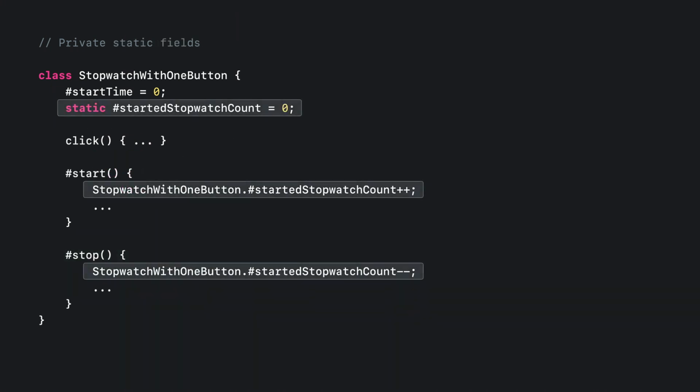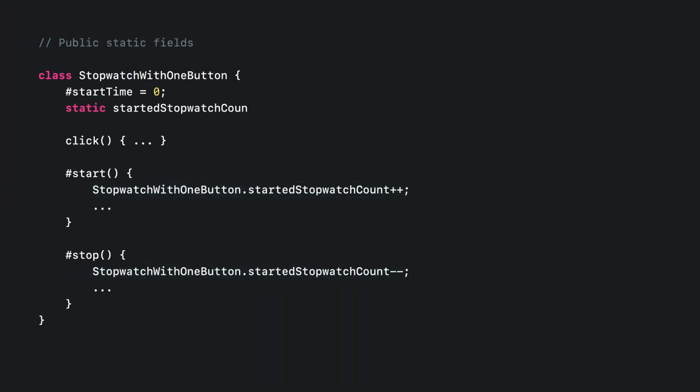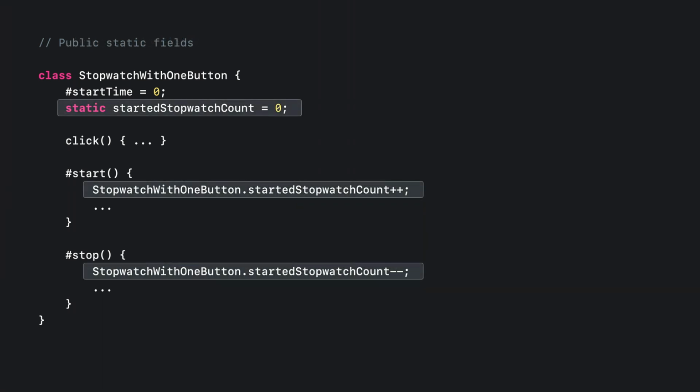The new private syntax also applies to static fields like started stopwatch count. Here, started stopwatch count can only be modified by stopwatch objects at start or stop times. Of course, if you want started stopwatch count to be accessed everywhere, you can declare it as a public static field without the hash prefix. Public static field is also available in WebKit now. Private instance fields, methods, private static fields, and public static fields. That's our new class field support.